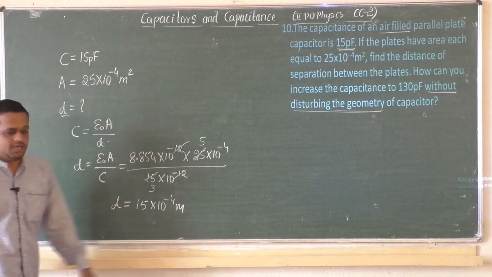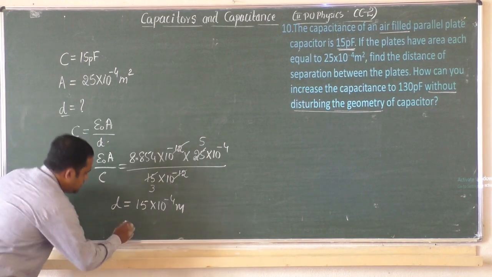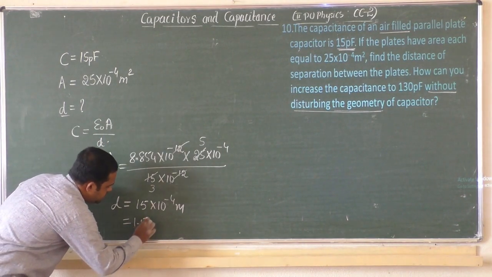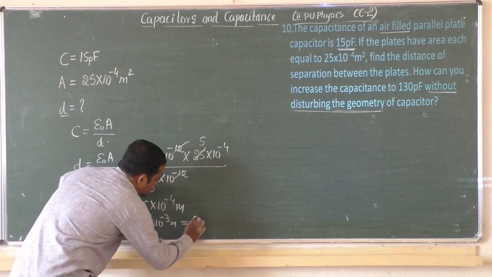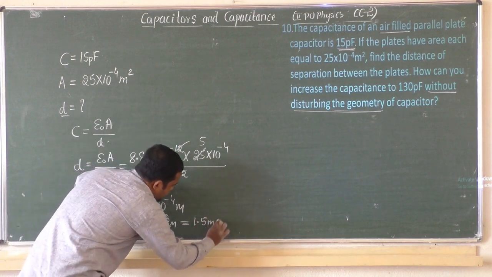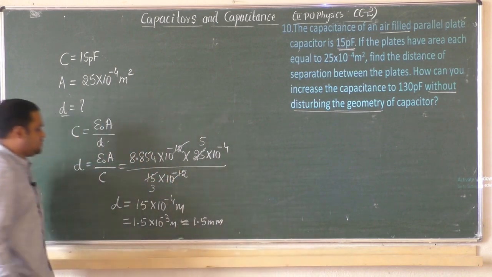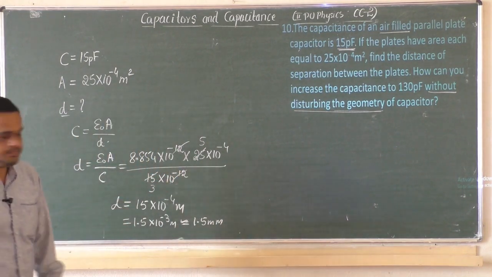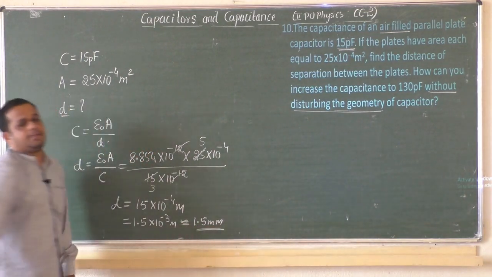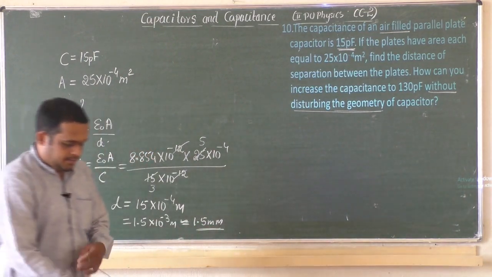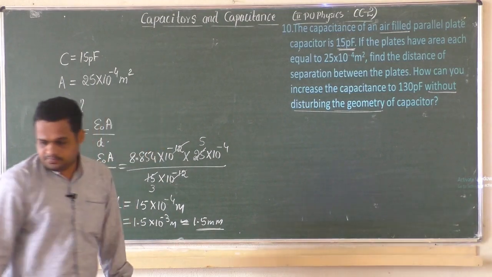15 into 10 power minus 4 meter, which can be written as some 1.5 into 10 power minus 3 meter. Therefore, that is equal to 1.5 millimeter. This is an approximate value. The exact value will be 1.4 something. Okay, so this is the separation between the plates of the capacitor.